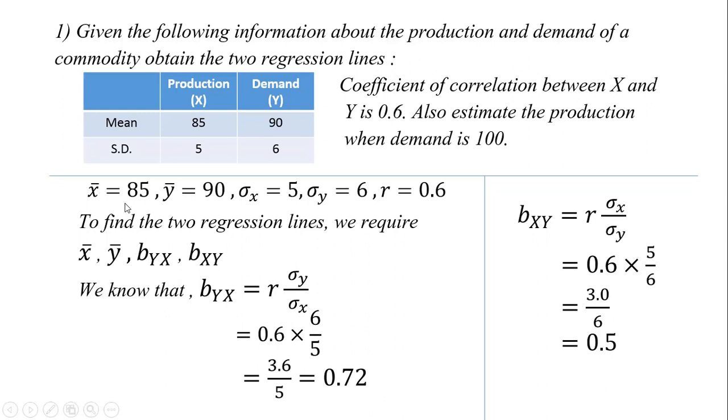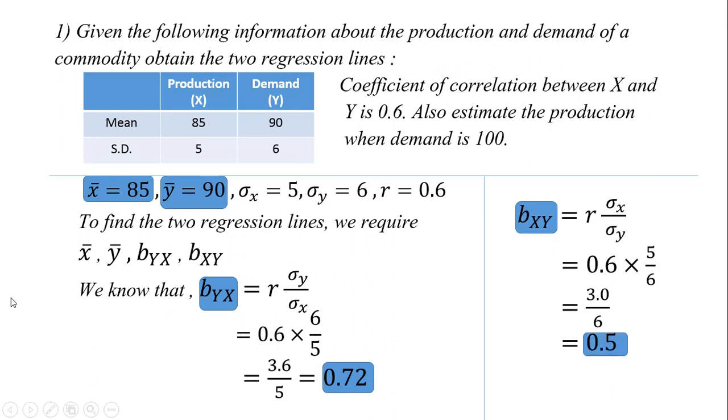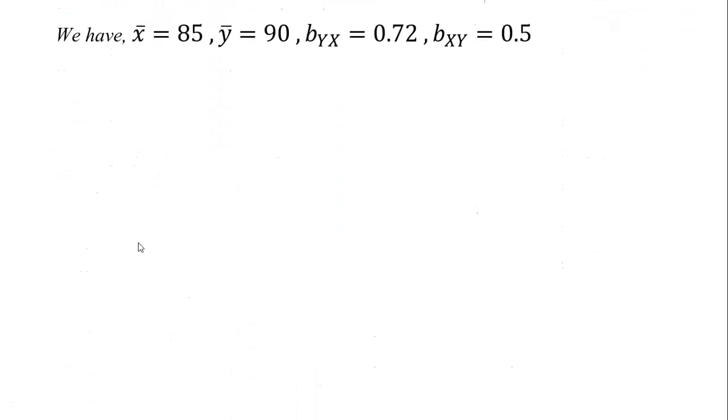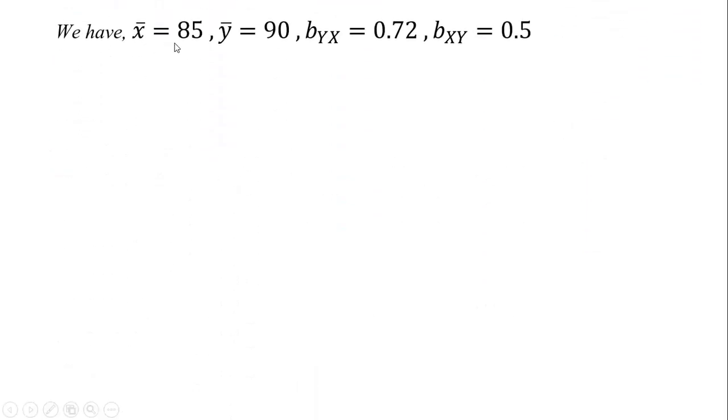So here from this slide we have these values: x bar 85, y bar 90, byx is 0.72 and bxy is 0.5. We use these four values and we can write the equations of the two regression lines. Now x bar is 85, y bar 90, byx 0.72, bxy is 0.5.